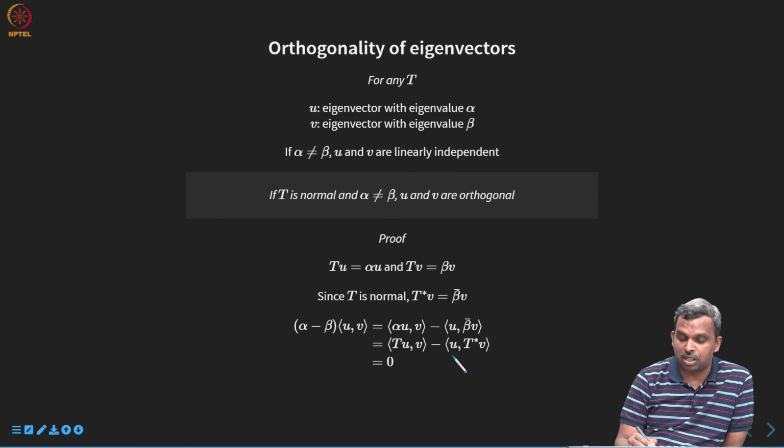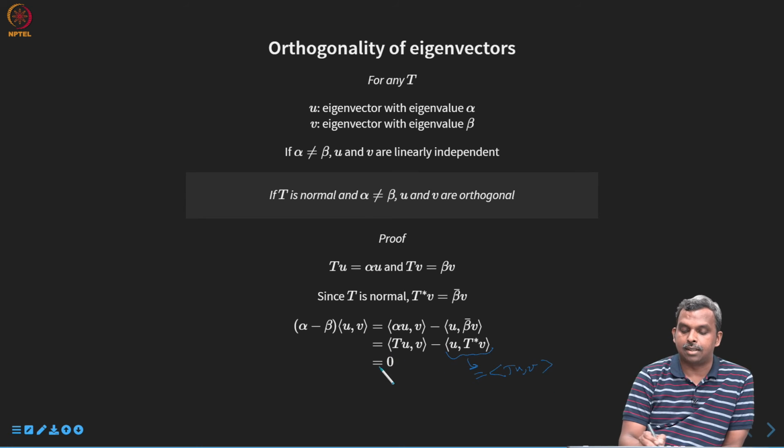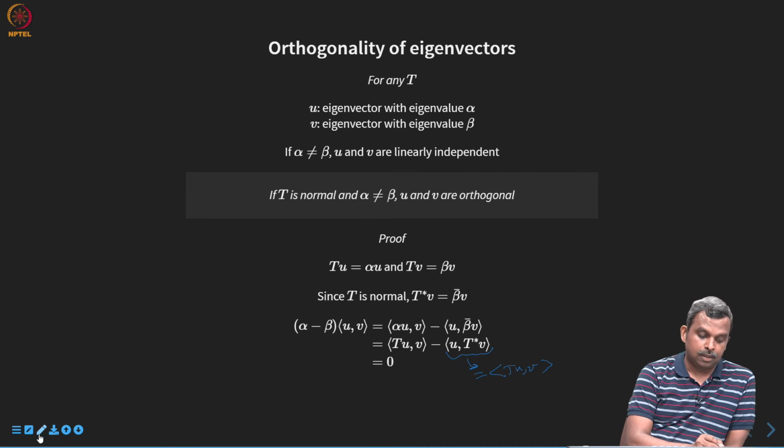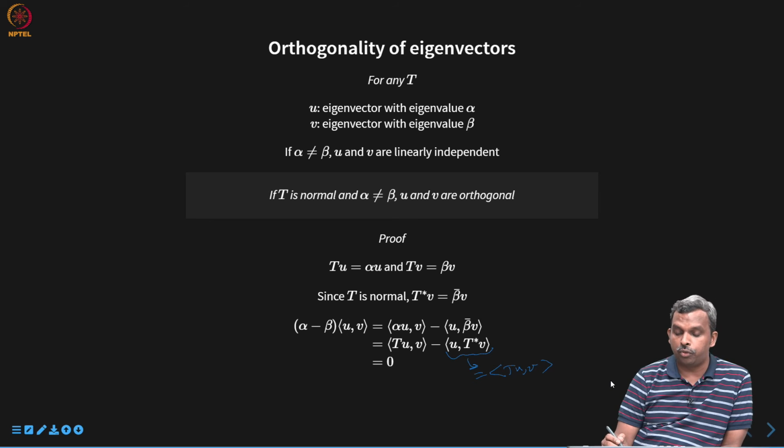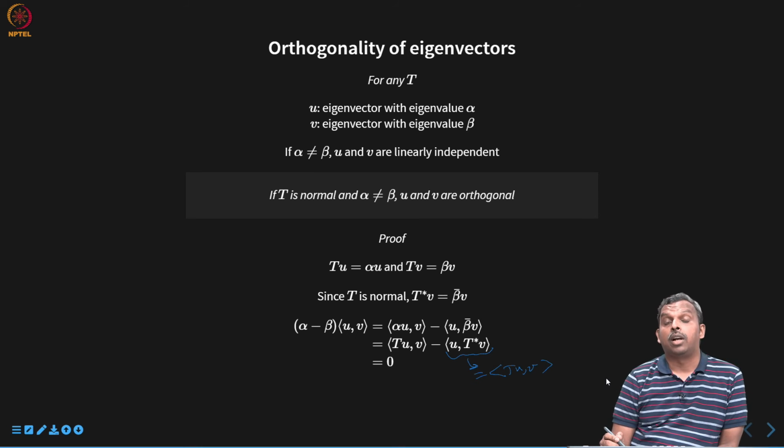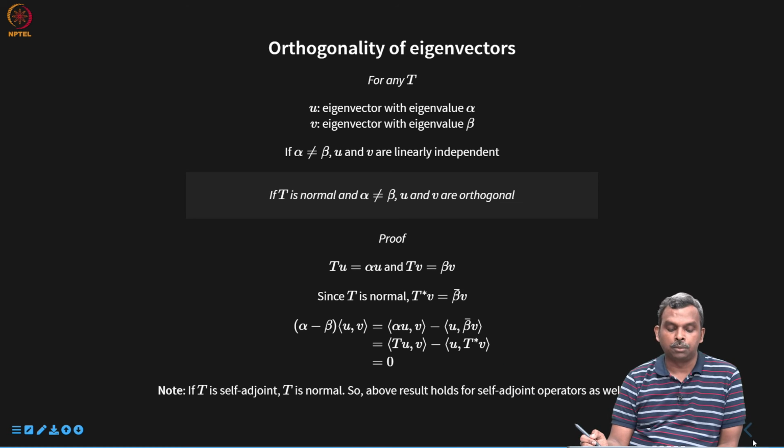Now what is u comma T star v? At this point we are almost done. This is equal to Tu comma v, and it cancels, so you get 0. That's a very quick and easy proof for why eigenvectors corresponding to different eigenvalues of a normal operator are orthogonal. Of course, if T is self-adjoint, this also holds.